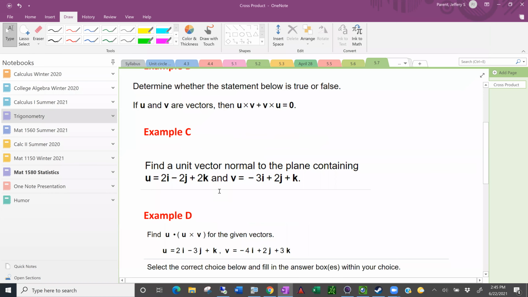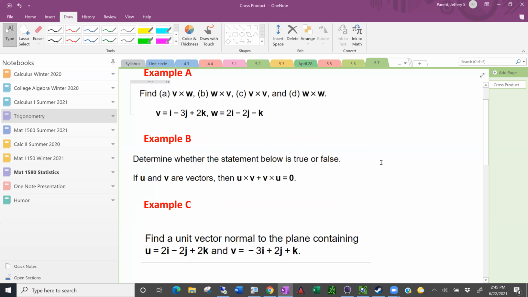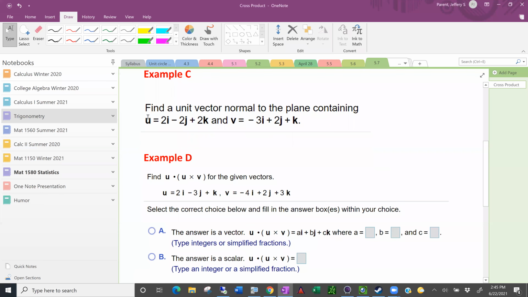Now, I'm not going to take the time to do it down here, but it says find a unit normal vector to the plane containing this. Let's apply this question to these numbers. If I wanted to find a unit normal vector to the plane that contains, say, V and W, then what I have to do is take my result of V cross W and just make it a unit length. So let's do that.